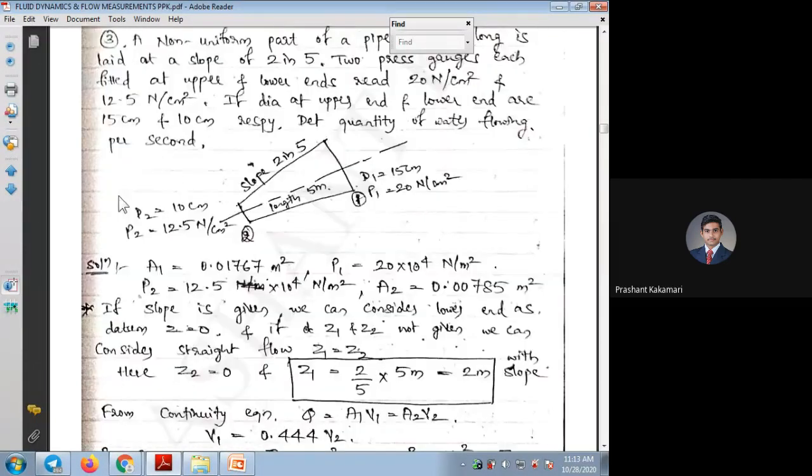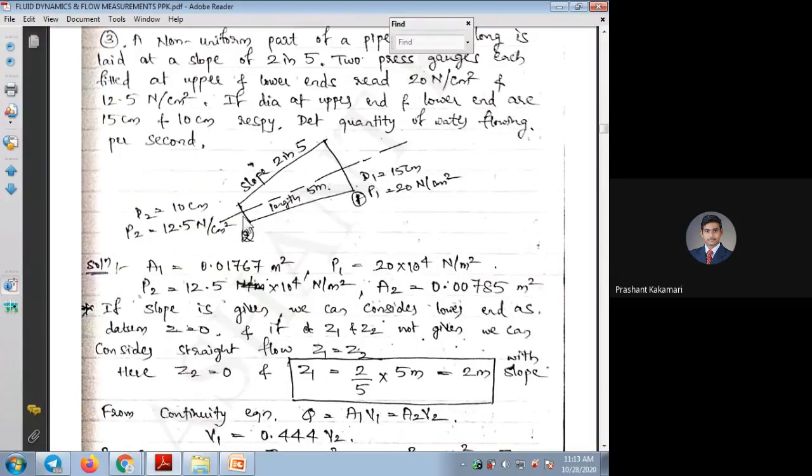So you find out area by knowing the diameters, pressure values are given. Okay. Now this is very important step. Slope is given 2 in 5 and the length, center length of the pipe is given 5 meters.